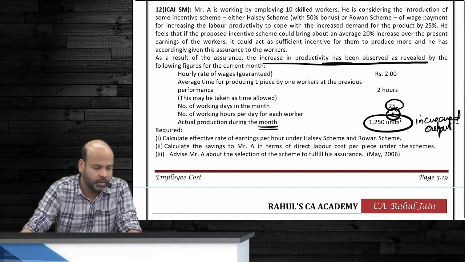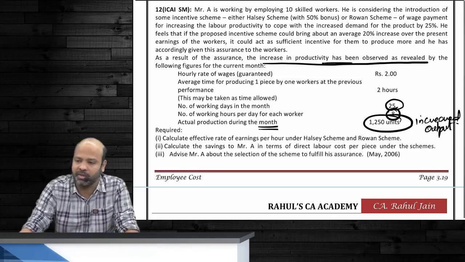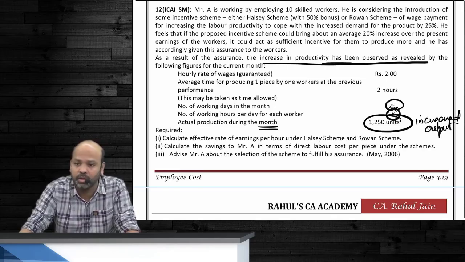25 days in a month, 8 hours per day. How many hours is each worker working for? 200 hours multiplied by 10 workers. How many hours in totality?